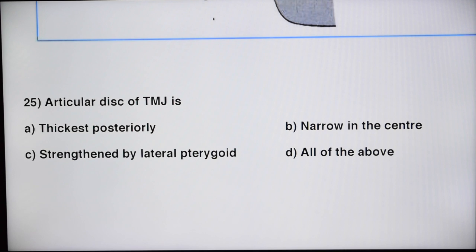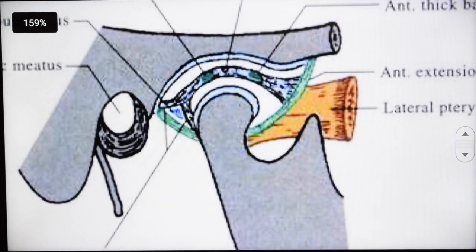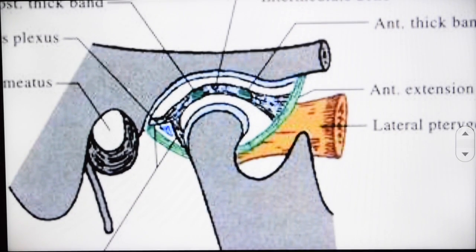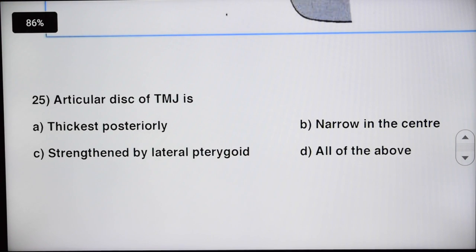And moving on to the next question. Articular disc of TMJ is thickest posteriorly, narrow in the center and strengthened by lateral pterygoid, right? As you can see in the same image again, the central line, the blackish line with two green dots, is the articular disc. Anteriorly it's thicker, in the intermediate part it's very thin, and in the posterior region it's very thick, right? Also, there is attachment of the head of lateral pterygoid muscle. So all the options mentioned in this question are true. That is, articular disc of TMJ is thickest posteriorly, narrow at the center, and it is strengthened by lateral pterygoid. Option D is the appropriate answer here.